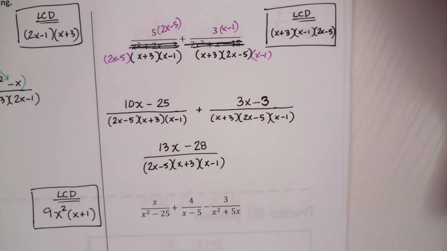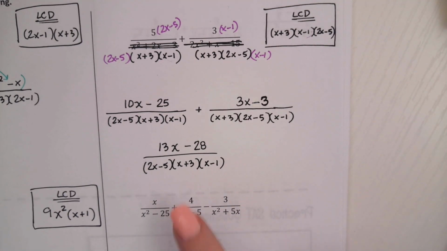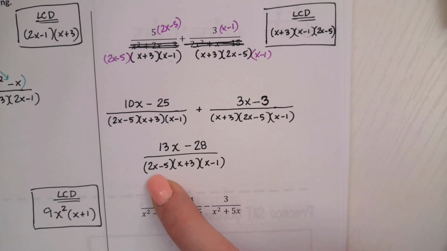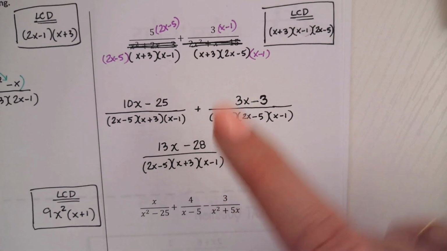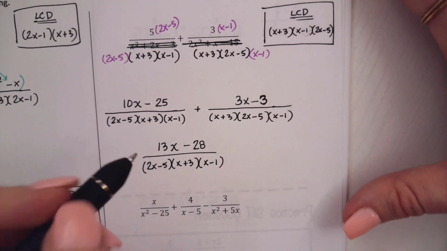Okay, let's think about all the numbers the denominators are not allowed to be. There's 3 of them. X is not 5, not negative 2.5, and not negative 3 because of this factor. Not 2.5 because of this factor. Positive 1 because of this factor. Very good. Good job, everybody.